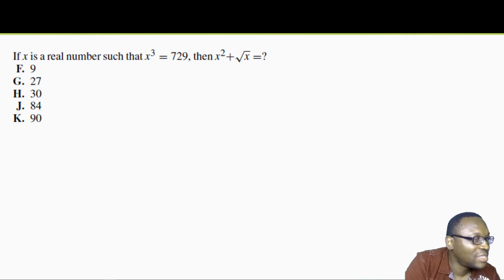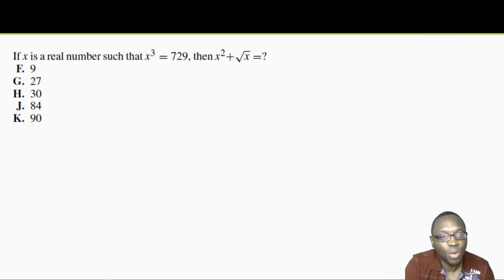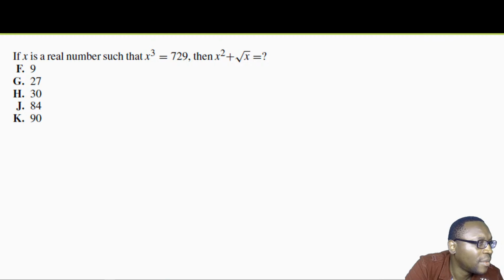Now we have: if x is a real number such that x cubed is equal to 729, then x squared plus the square root of x is equal to what number? So x cubed is equal to 729. We want to find the value of x squared plus the square root of x. There are lots of different ways to look at this actually. I would like to see how you all think about this question and how you respond.